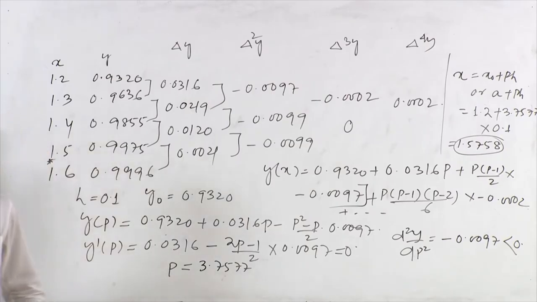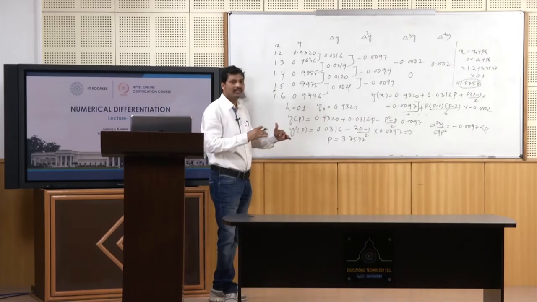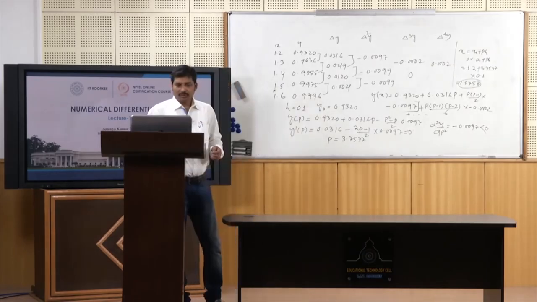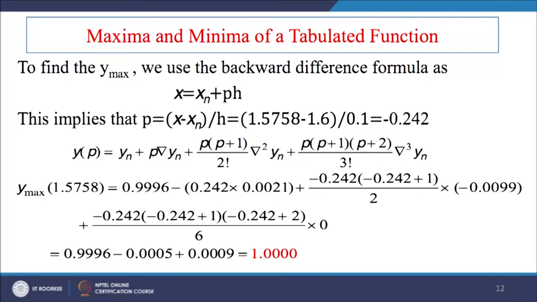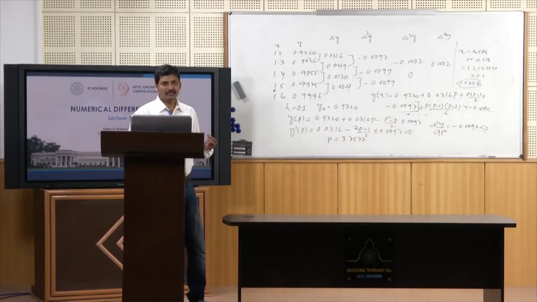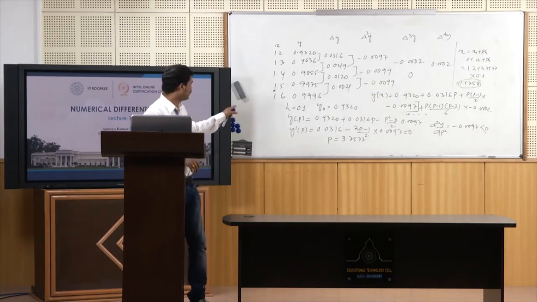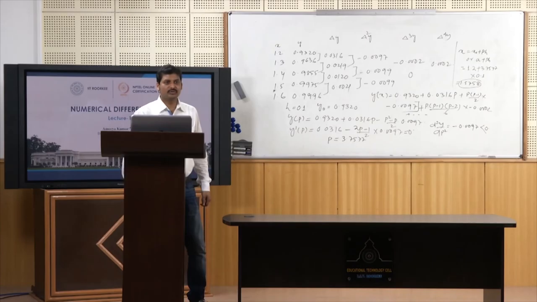This means that we have to use Newton's backward difference formula to obtain the value at that point. So, to find this maximized value at that point especially, we have to use the backward difference formula as x equals xn plus ph at that point. This simply satisfies that p can be written as (x minus xn) by h, which is (1.5758 minus 1.6), since 1.6 is your xn value, divided by 0.1, and this equals minus 0.242. Since p is lying between minus 1 and 0, we can use Newton's backward difference formula.